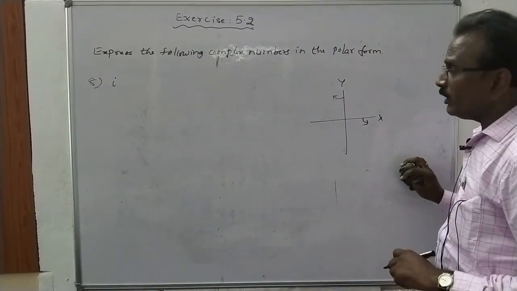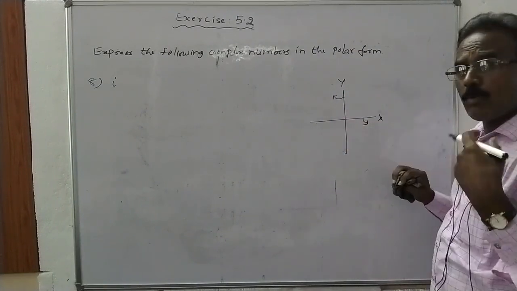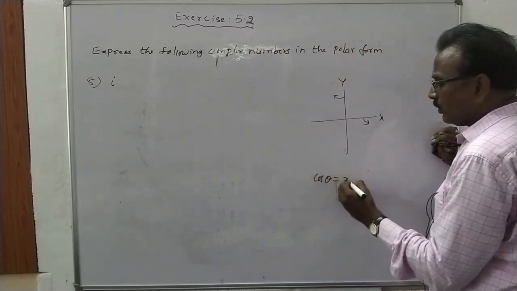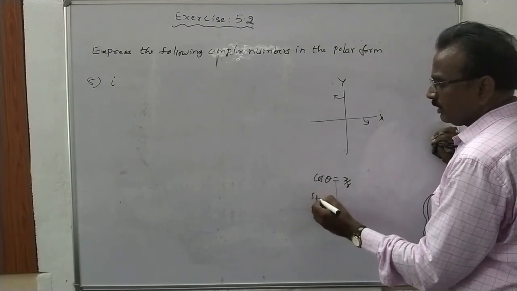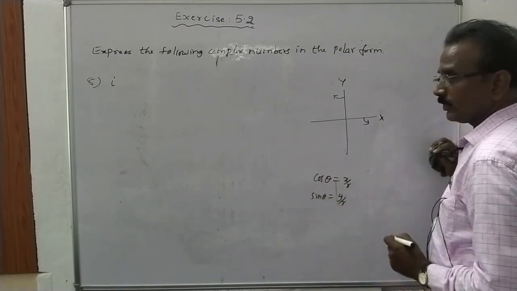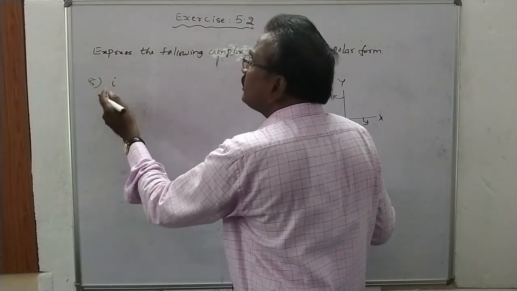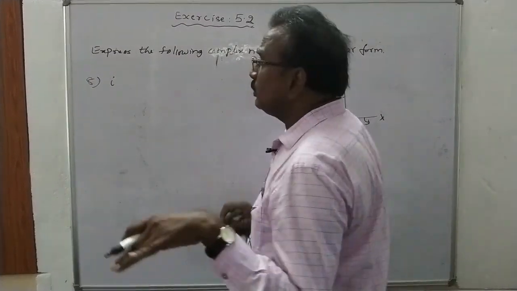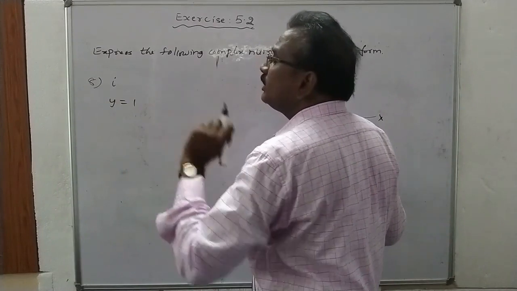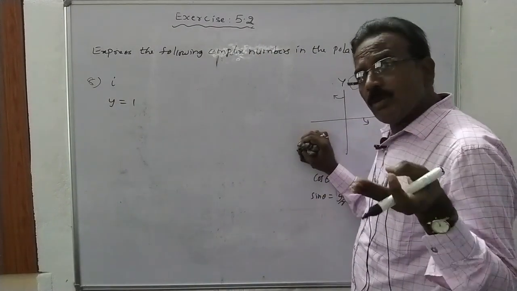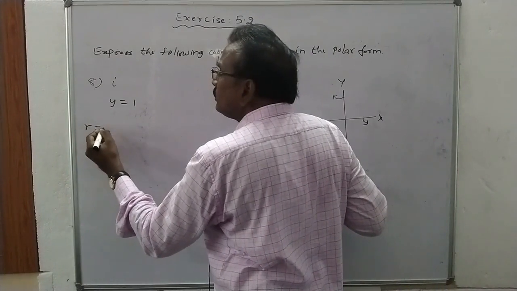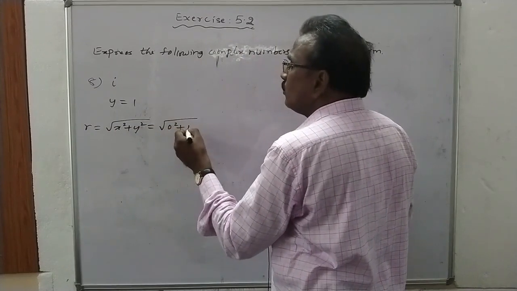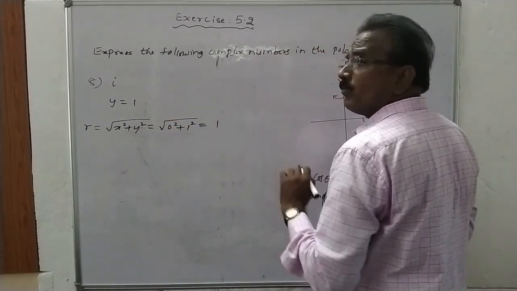So clearly this is purely imaginary. Purely imaginary complex number lies on the y-axis. When the complex number lies on the y-axis or x-axis, we have two formulas for theta value: cos theta is equal to x by r, sin theta is equal to y by r. Now this is of the form a plus ib or x plus iy form. x is either 0 or minus 0, y value is 1, i coefficient is 1. So what is r value? r is equal to square root of x square plus y square, that is square root of 0 square plus 1 square, that is 1. Square root of 1 is 1.